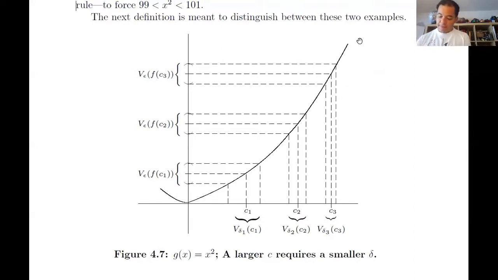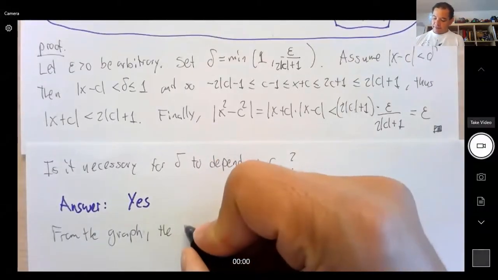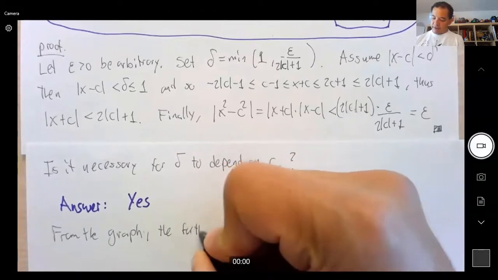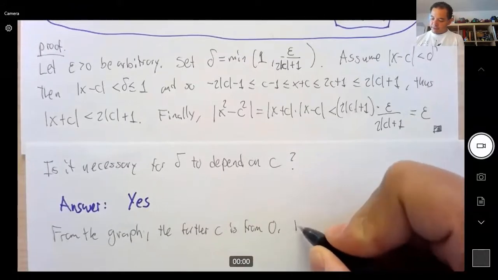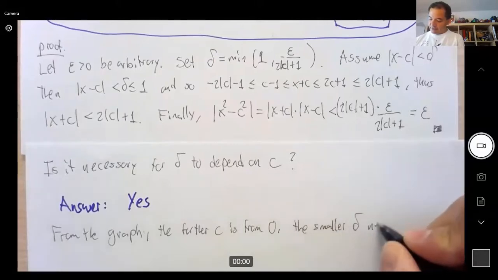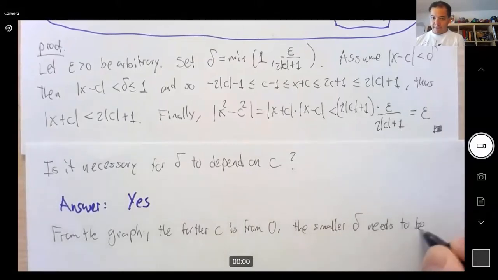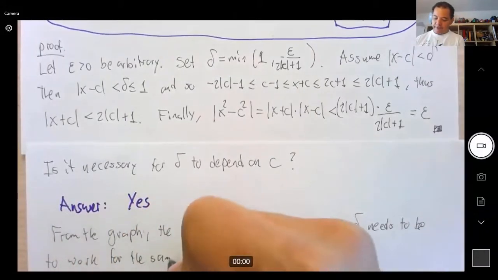So let me write that down. From the graph, the farther c is from 0, the smaller delta needs to be to work for the same epsilon.